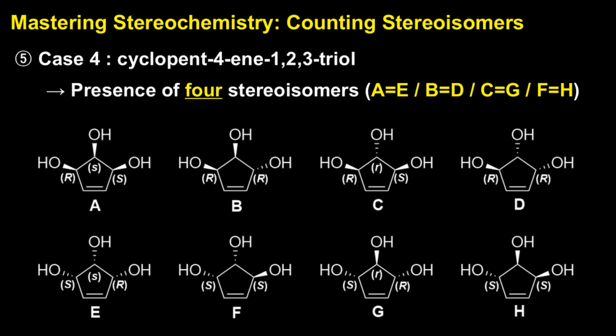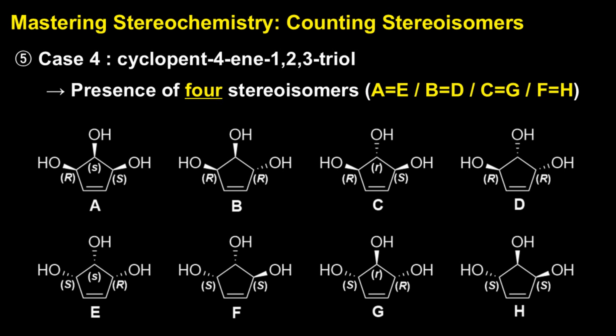In these cases, it's much more accurate to draw the structure rather than just applying the 2 to the n rule. When we actually draw out the structures, we might expect 8 possible stereoisomers. But here's the interesting part. When we actually analyze the structures, we find that instead of having 8 distinct stereoisomers, we only end up with 4. Here's why. When we map out all 8 configurations, some of them turn out to be identical due to symmetry. Specifically, A and E, B and D, C and G, and F and H are the same molecules. So the number of unique stereoisomers gets cut in half, reducing it from 8 to 4.